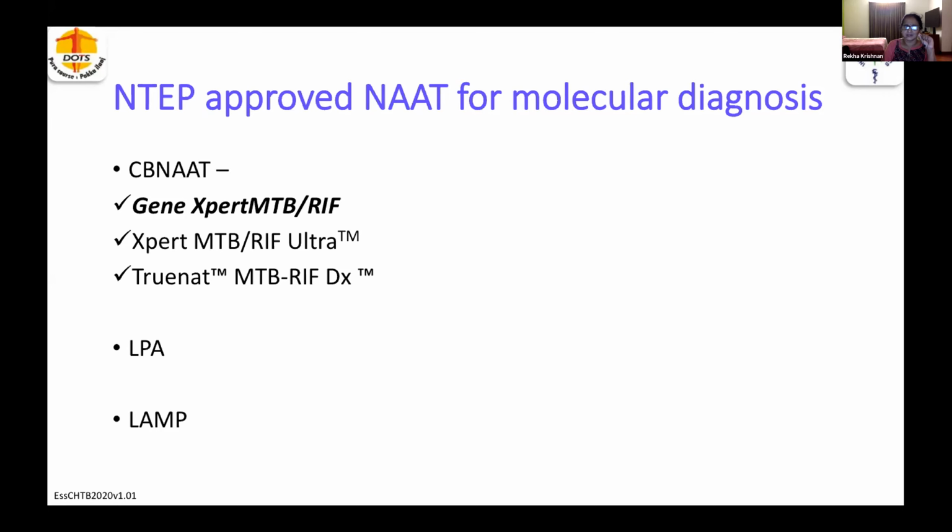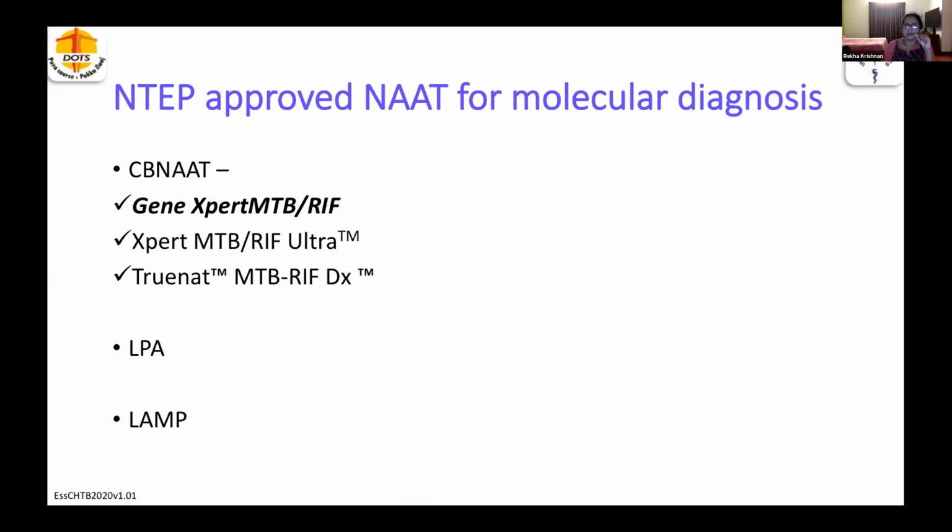And the other one written just below that, the second one you can see there, is Ultra, Gene Expert Ultra. And TrueNAT, these are all other options. And line probe assay and LAMP, these are all molecular diagnostic tests. But for drug sensitive tuberculosis, first line we are using CBNAT Gene Expert.